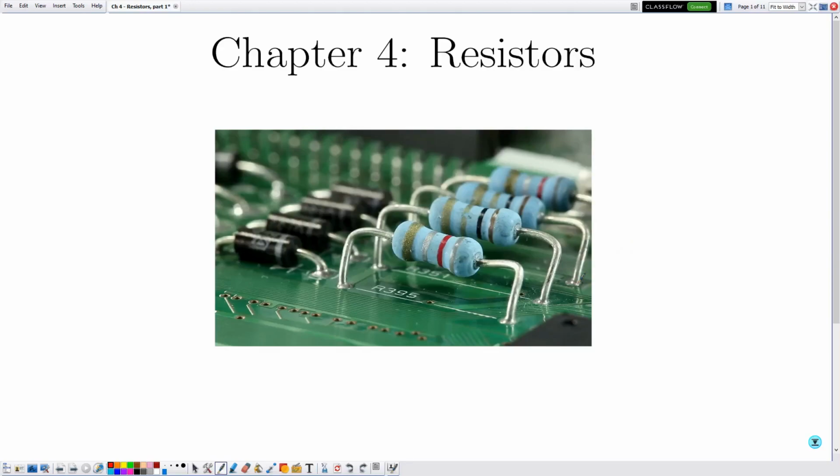Okay, hello everyone in a new video. So in this one we are going to explain chapter 4, which is the chapter of resistors, and the second unit of electricity.